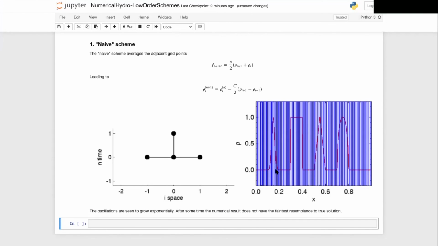As you see here, the red was the initial condition. We started from a Gaussian, a box function, a triangle, and a half ellipse. In blue here is the solution after you ran a period. The oscillations, they grew exponentially.